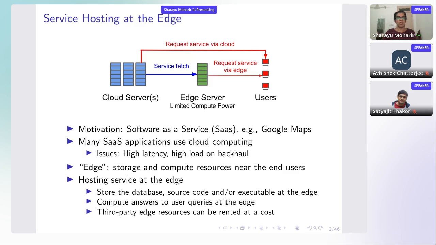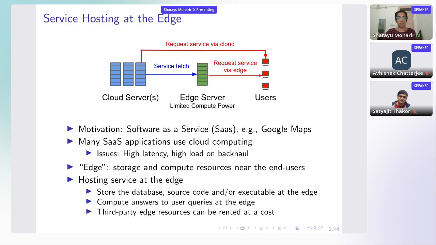One possible solution to this, which has emerged in the last few years, is edge computing, which refers to serving user requests using storage and computational resources at the edge of the network, that is close to the end users. Broadly speaking, the edge can actually be defined as any point between the users and the cloud.